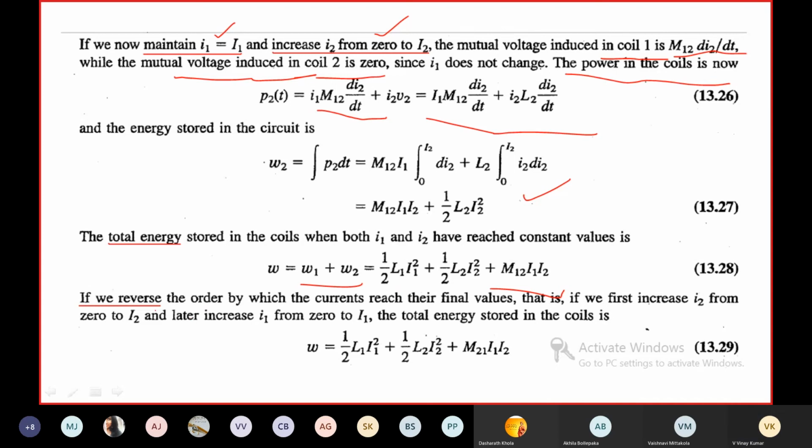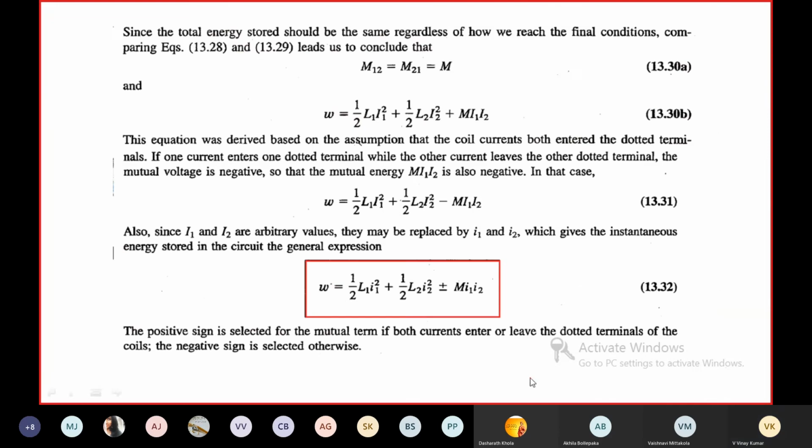Similarly, if we reverse the order by which the currents reach their final values, this means now you increase I2 from 0 to I2, and later increase I1 from 0 to I1. The total energy will be half L1 I1 square plus half L2 I2 square plus M21 I1 I2. Since the total energy stored should be the same regardless of how we reach the final condition, M12 is equal to M21 is equal to M. Then in place of M12 and M21, if you put M, you get this final equation.